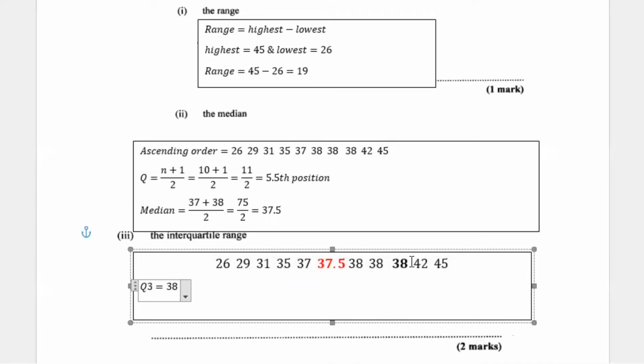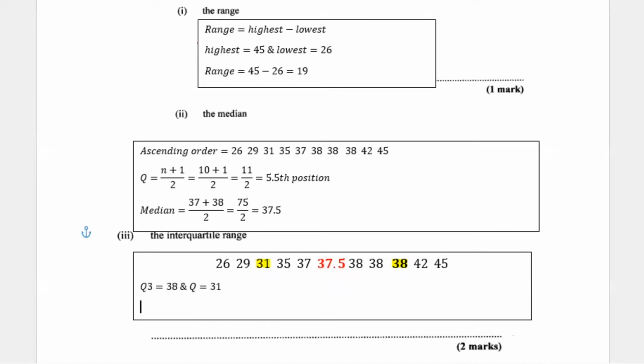Let's change the color as well for that to make it easier to identify, or just highlight it. That's easier, 38. So that is our upper quartile. And then for the lower portion of the data, from 26 to 37, we're looking for the median of this portion of the data, and that would be 31. So this now is considered Q1, which is our lower quartile, and Q1 is equal to 31.